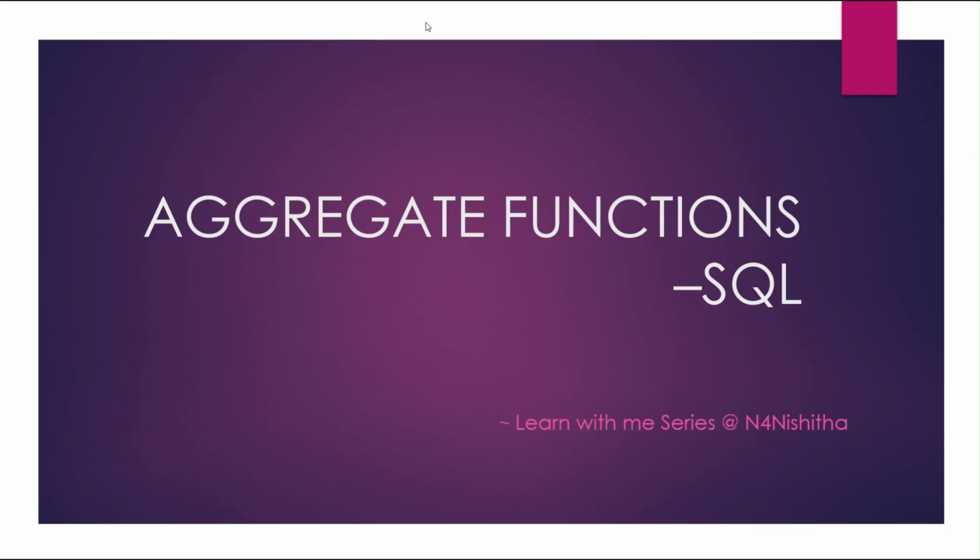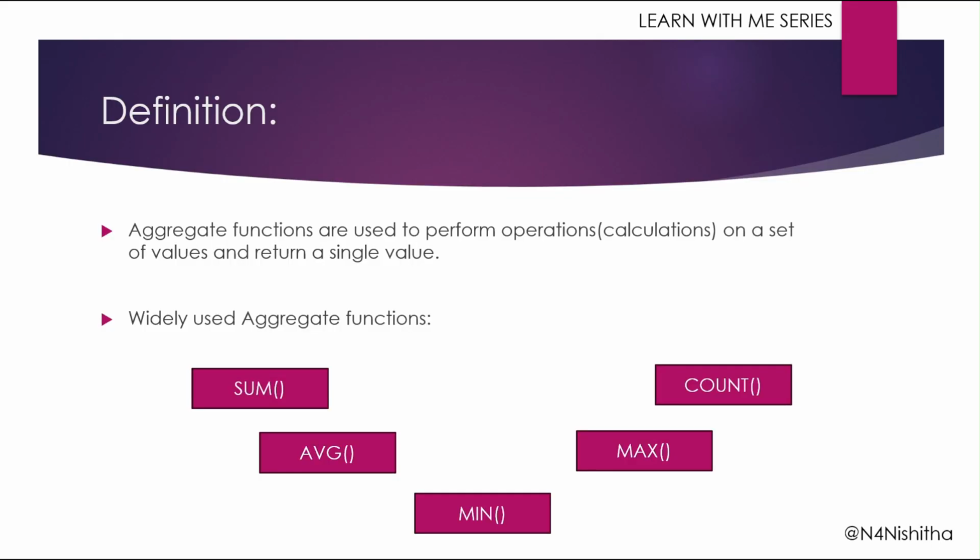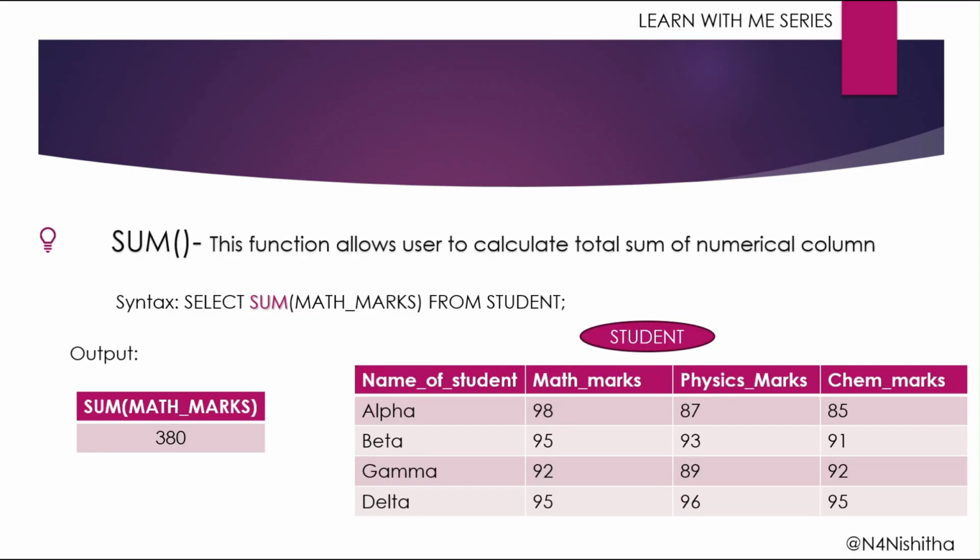As part of today's session, I am going to explain aggregate functions in SQL. Definition. Aggregate functions are used to perform operations, calculations on a set of values and return a single value. Some of the widely used aggregate functions are sum, average, min, max and count. Let us see one by one.